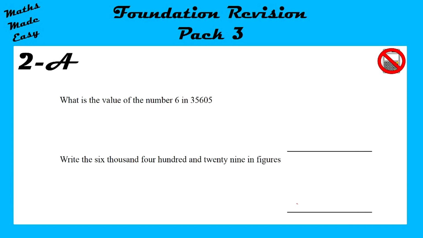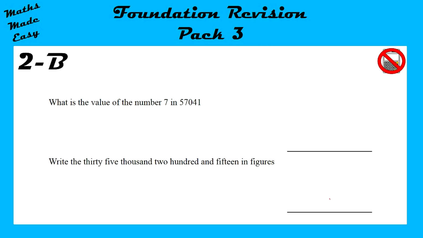2a. The value of the number 6 in that number is 600. And to write the number 6,429, it's 6,429. 2b. The value of the 7 in 57,041 is 7,000, and the number 35,215 is written like this: 35,215.